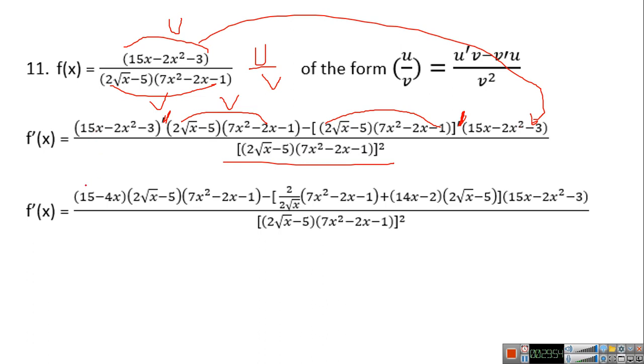Derivative here of 15x is 15. Derivative of minus 2x squared, so 2 times 2, you decrease the power by 1, it will be 4x. Derivative of 3 is 0. Here I don't have a prime, so I write it as it is.